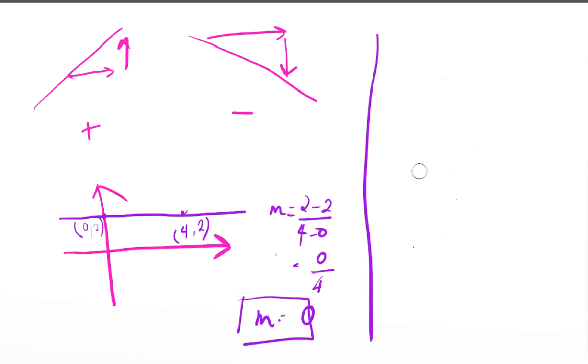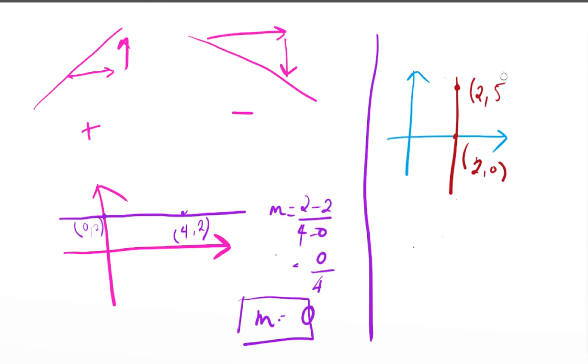Okay, the 4th type of gradient. If I were to draw on a Cartesian plane, there's my line over here. So this point over here is, say, 2 and 0, and then this point over here might be 2 and 5, for example. Okay, so then to find our gradient, I can go y2 minus y1, so 5 minus 0, and then 2 minus 2. So 5 minus 0 is just 5, and 2 minus 2 is 0.